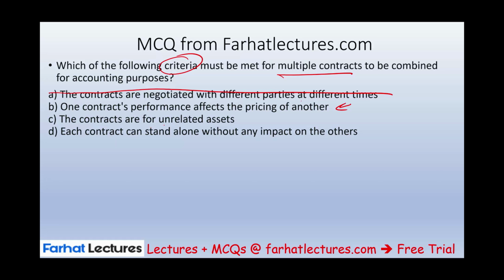C: The contracts are for unrelated assets. If they're unrelated assets, there's no reason, because each asset will have a different use. They're unrelated. Therefore, we have different leases. Therefore, C is out. That's easy. D: Each contract can stand alone without any impact of the other. Kind of like C, because each contract will have an asset, and those assets are standalone without any impact of the other. Part of combining them is that they are interrelated. If they don't impact each other, they're not interrelated. Therefore, C and D kind of use the same logic. You can eliminate both, and A is easy to eliminate.